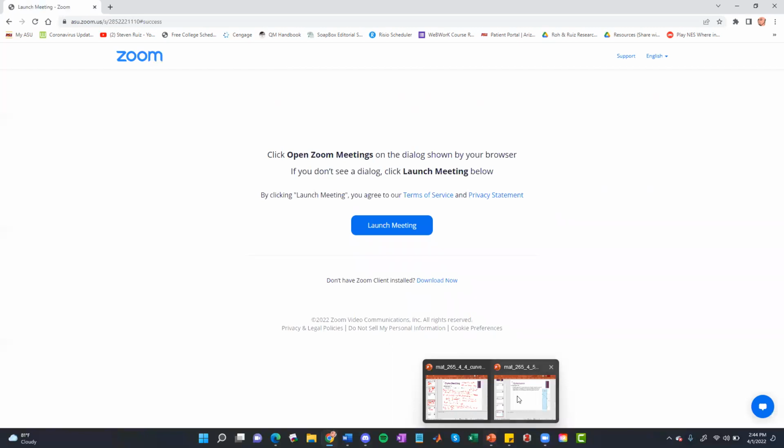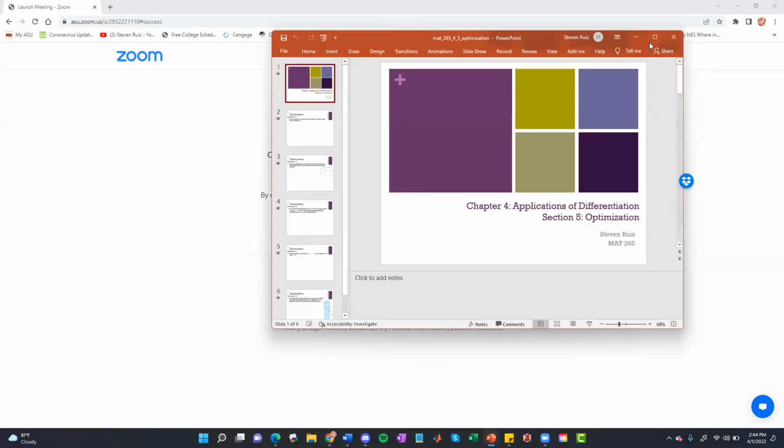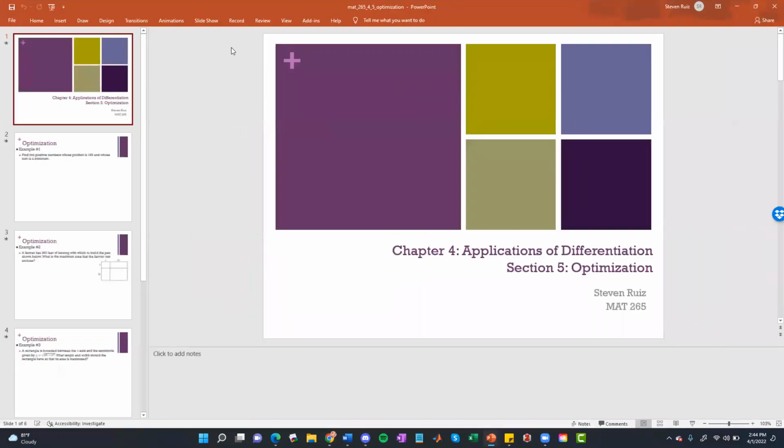Okay, so moving on to 4.5. Again, just a reminder of what chapter 4 is all about. Chapter 4 is basically all about, I don't really have much more to show you in terms of how to take derivatives. Now this is all about why you have that ability.